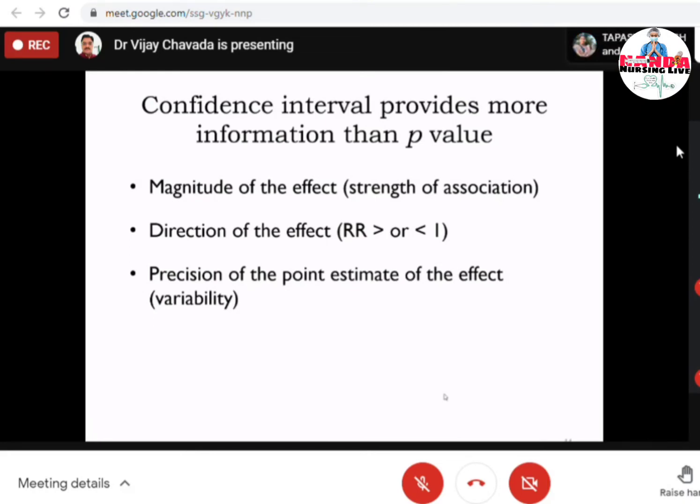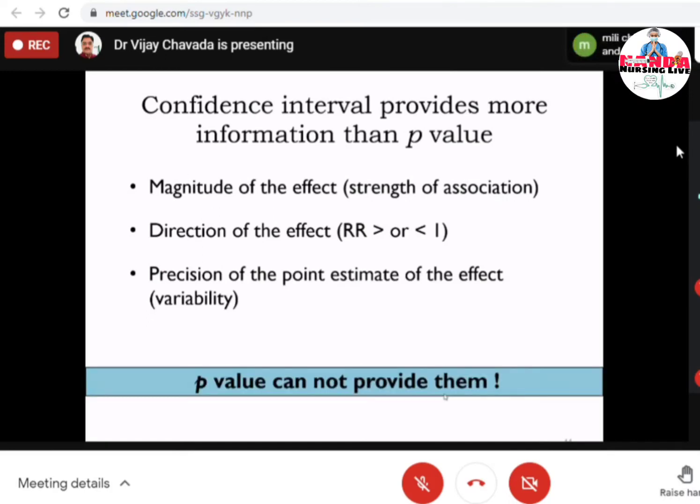The magnitude of the effect, meaning the strength of association, is given by the confidence interval. The direction of the relative risk, more than 1 or less than 1, is shown only and only by the confidence interval. The variability of the point estimate of the effect is also given by the confidence interval. The p-value cannot prove all these three important things.